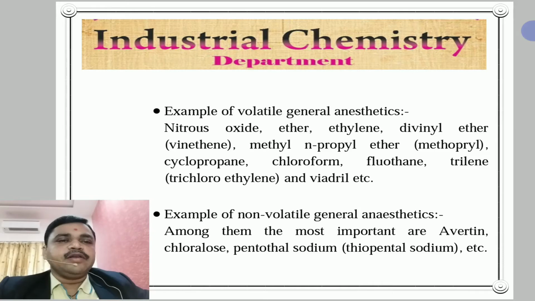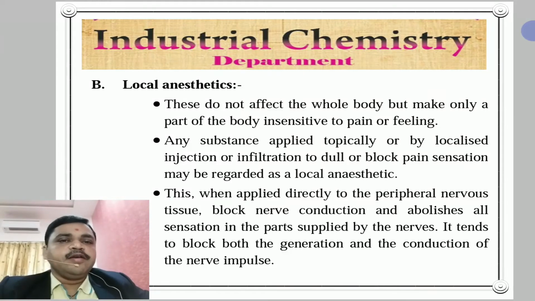Now, examples of non-volatile general anesthetics. Among them, the most important are evipan, chloralose, and pentothal sodium. Pentothal sodium is also known as thiopental sodium. So, these are the non-volatile general anesthetics. Now, we study local anesthetics. This is the second main type of anesthetics.